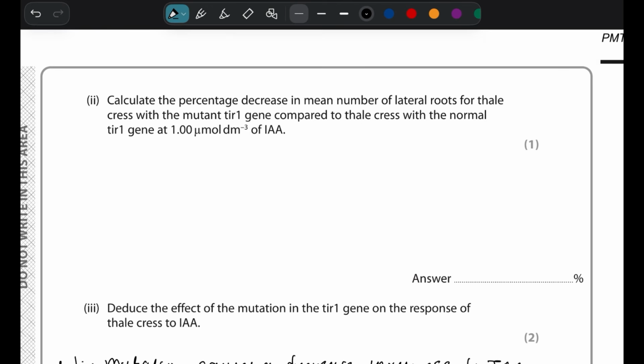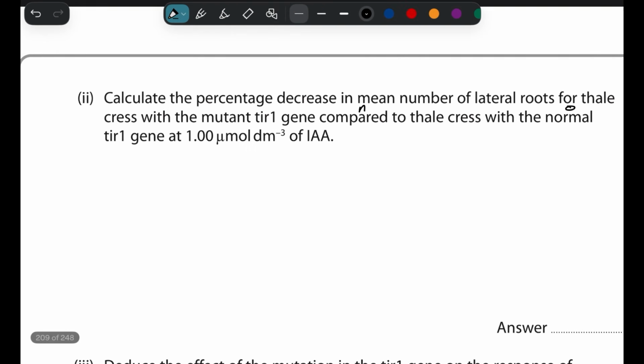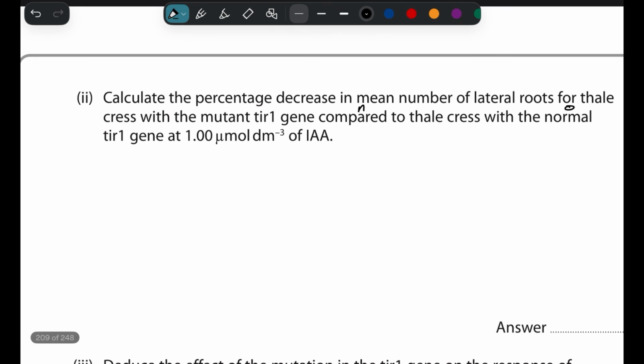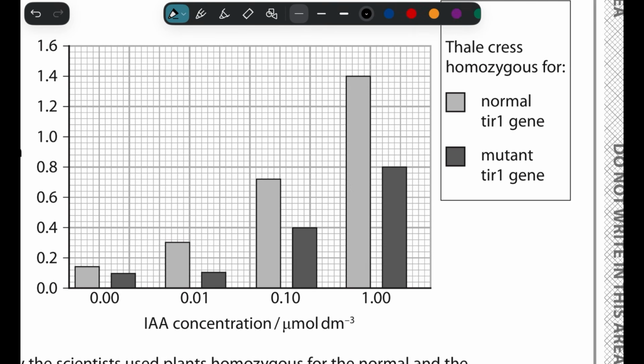Okay, so the next prompt is calculate the percentage decrease in the mean number of lateral roots for the fell cress with the mutant gene compared to the normal. So what we want to quickly say here is, okay, this is the mutant gene, this is the new, and this is the original. So that helps us with the formula, because it's new minus old divided by old when you're doing a percentage change. So let's quickly see here. In terms of the normal one, I've got that at 1.4, if we just do it roughly. And then here we've got this at 0.8. So these are our values.